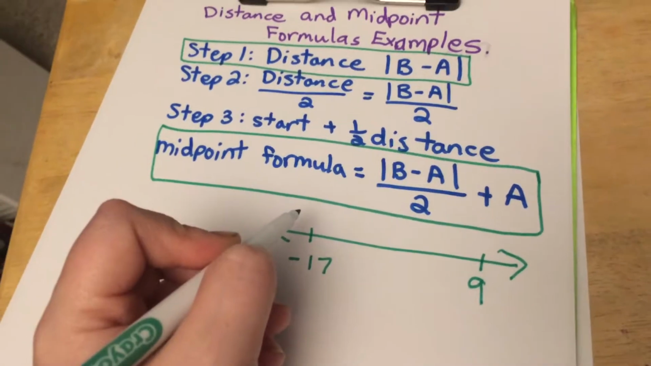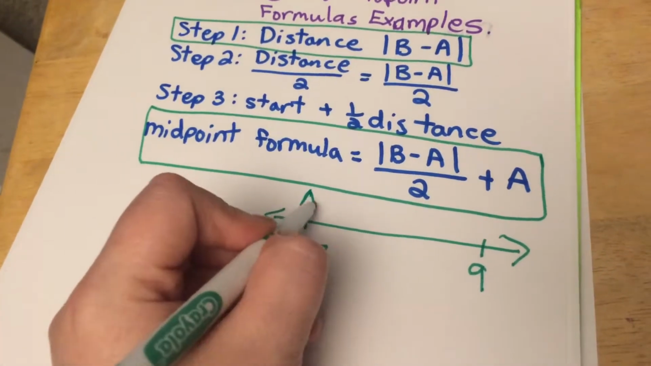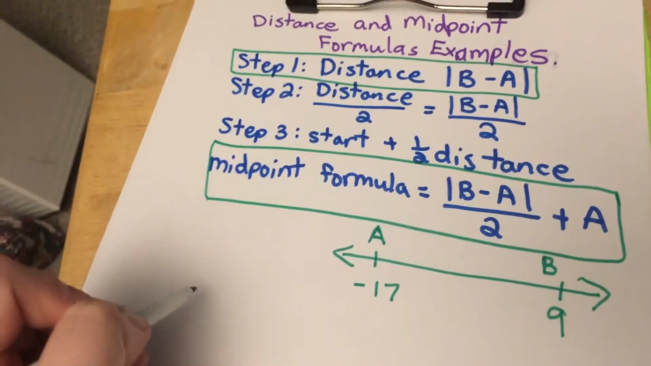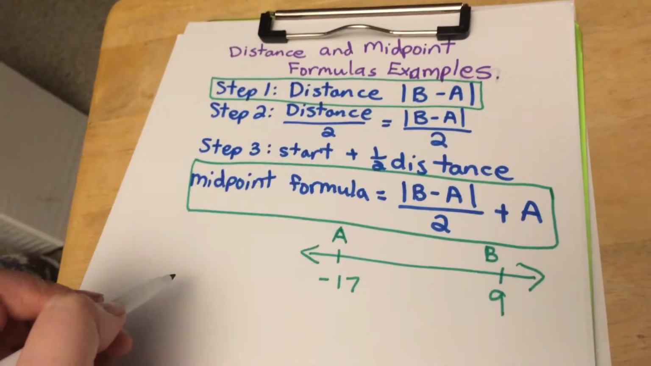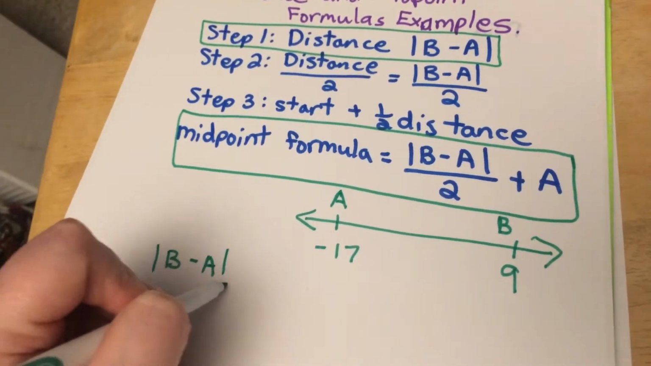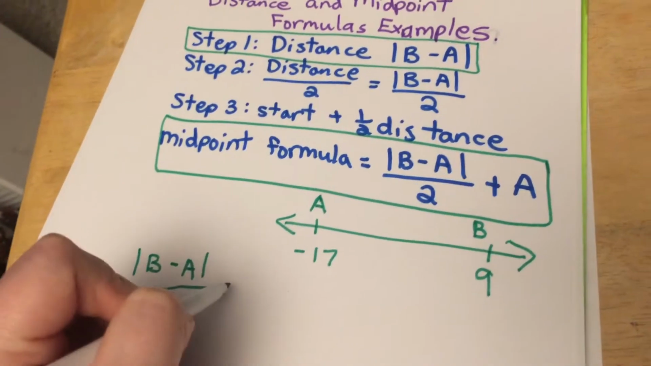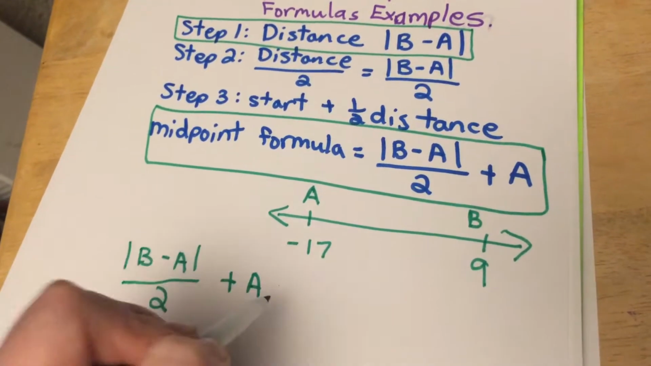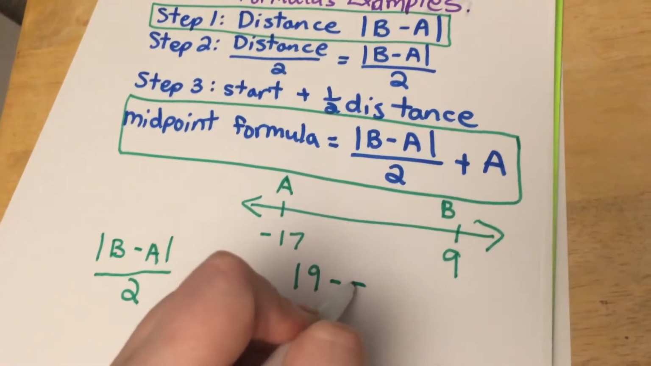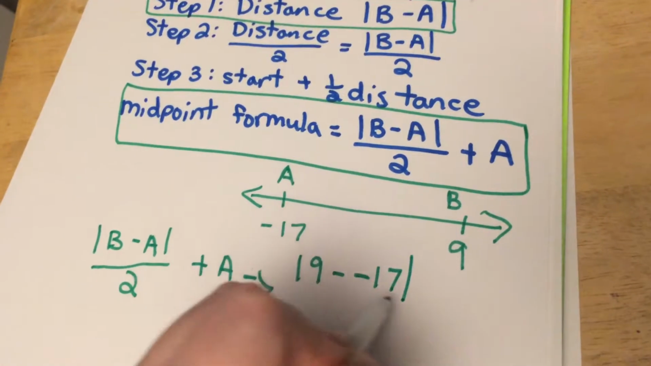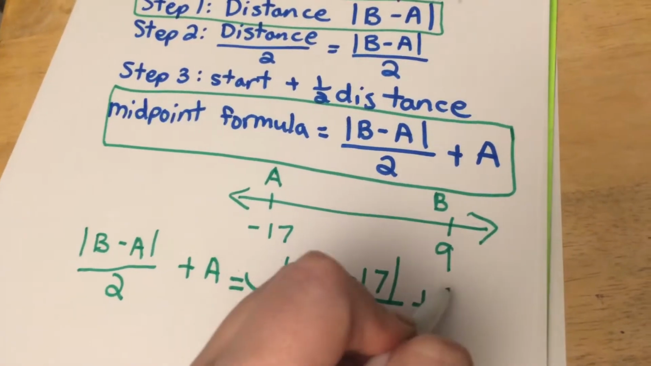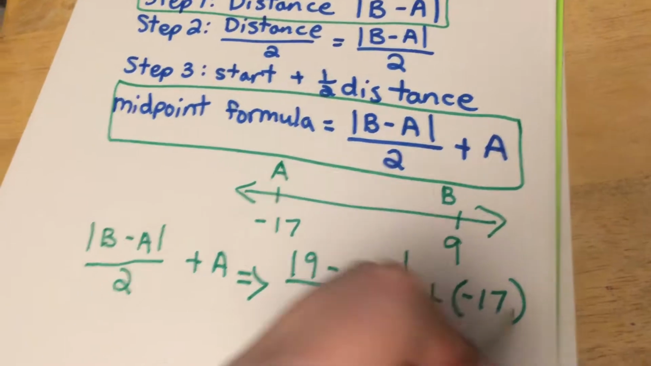So again, our A value is our negative 17 and our B value is our 9, and we want to find our midpoint. So we use our formula that we created from our steps. So we have the absolute value of B minus A, that quantity, divided by 2 plus my A. So that gives us 9 minus a negative 17, and then we're dividing by 2 and we're adding that to our A value of negative 17.